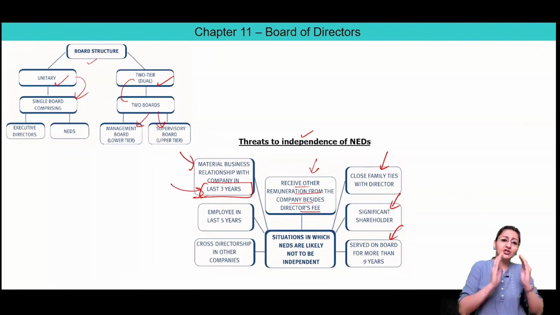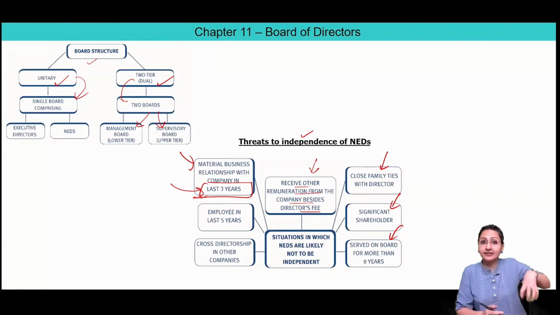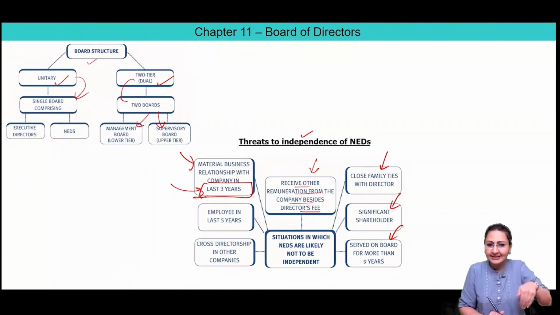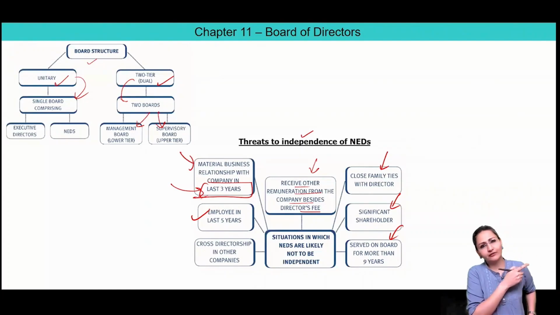This point specifically says if in the last 3 years there is a major business deal going on between the NED and the company, then it is a threat to independence of the NED. Okay, in the last 3 years, not for the last 3 years. If there is any business connect in the last 3 years, it is a threat to independence. Then if he has been an employee in the last 5 years. For the last 5 years is not the condition. In the last 5 years, even for a few months, if he was an employee, there arises a threat to independence of the NED.